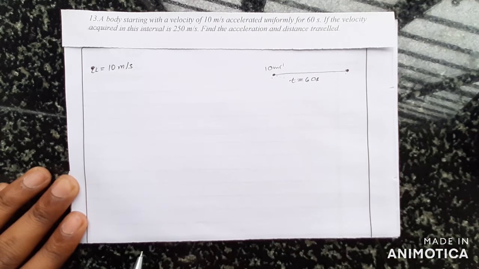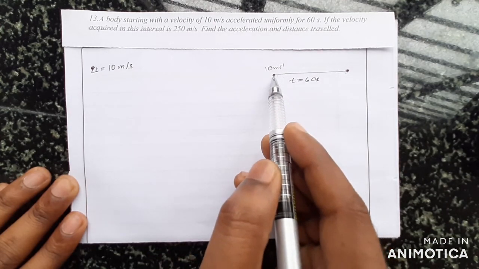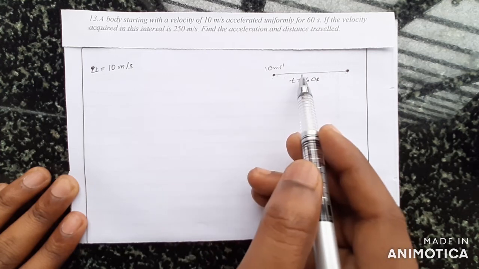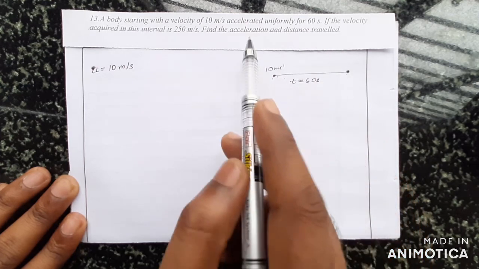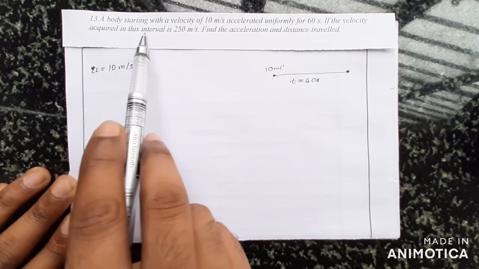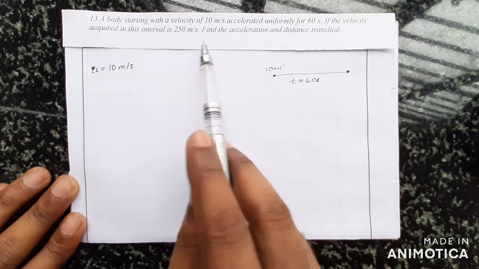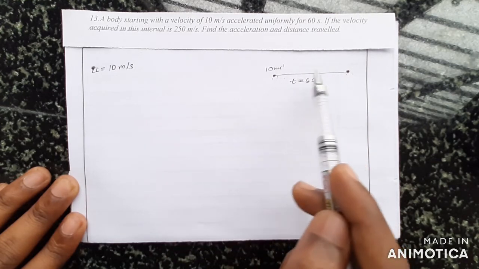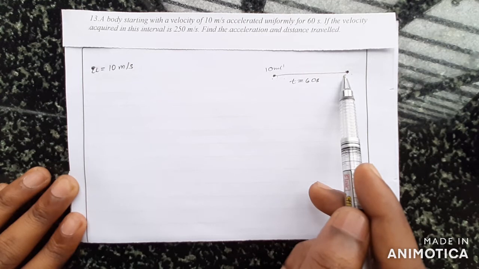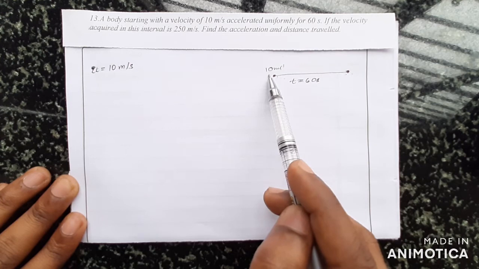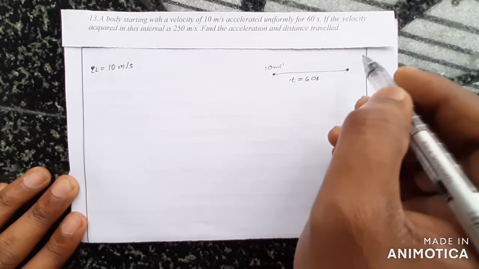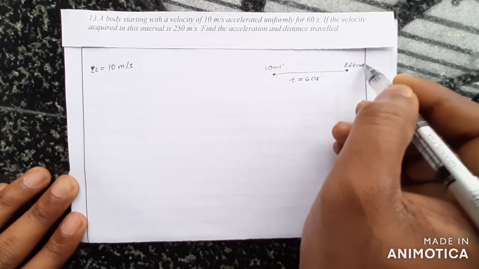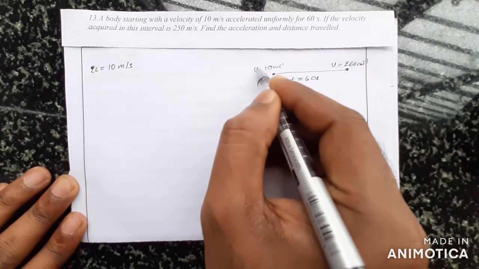See, they are not giving us the total velocity acquired from the beginning of the motion. If the total velocity acquired were simply 250 meter per second, that's fine. But here the velocity acquired in this interval, in this 60 seconds, is 250. It has already had 10 meter per second speed. So together, 250 plus 10 is 260 meter per second, which is the final velocity.